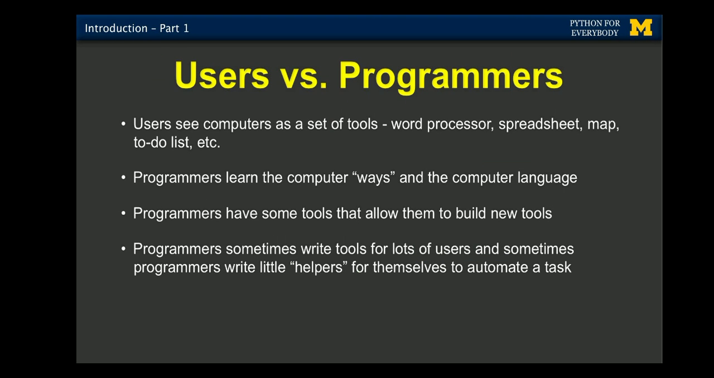So what is the difference between users versus programmers? Users see computers as a set of tools: word processor, spreadsheet, maps, to-do list, etc. Programmers learn the computer's ways and the computer language. Programmers have tools that allow them to build new tools. Sometimes programmers write tools for lots of users, and sometimes they write little helpers for themselves to automate a task.